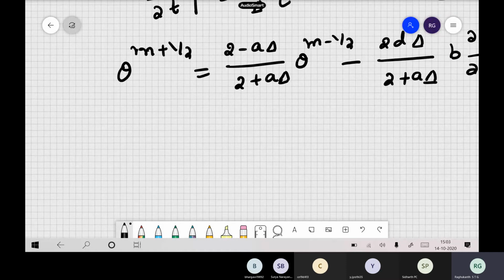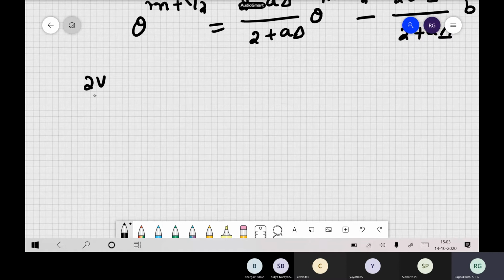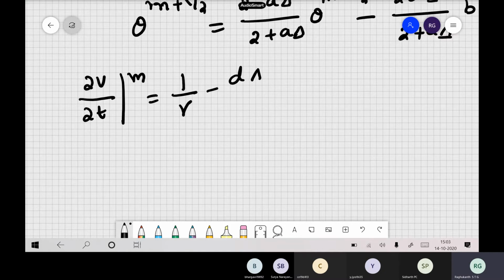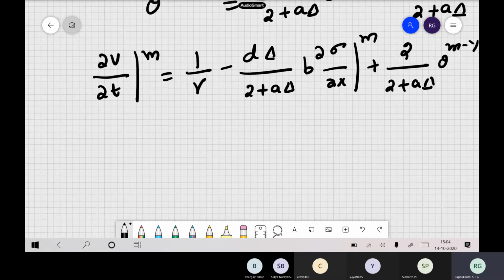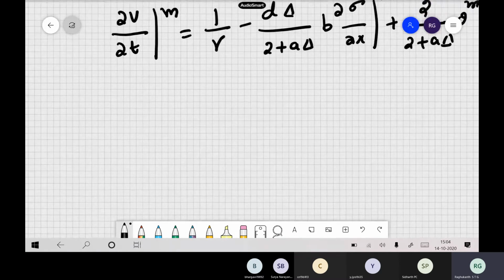In a similar way, now dou v by dou t. This equation we can write as 1 by gamma minus d times delta, 2 plus a times delta, b dou sigma by dou x with respect to m, plus 2 by 2 plus a times delta, theta m minus half. Like this, you can write all the expressions. You can write for sigma, and finally in a similar way you can write for zeta and sigma also.